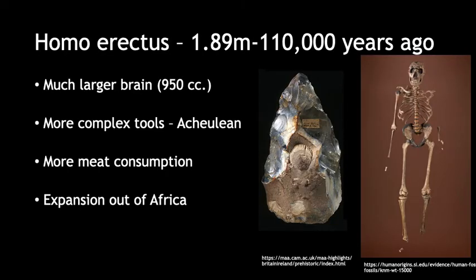But there was a drastic change with the speciation of Homo erectus about 1.89 million years ago. So this species had a much larger brain. In comparison to Homo habilis, who only had a 600cc brain, it had grown massively to 950cc. And they used this brain to produce much more complex stone tools.